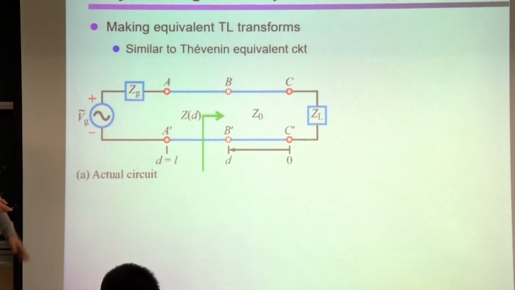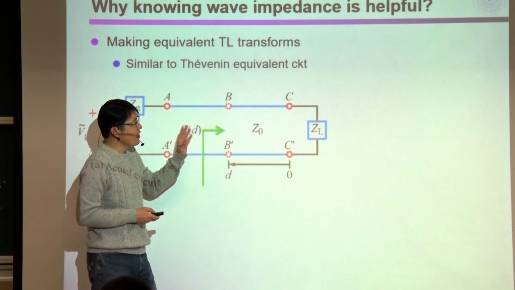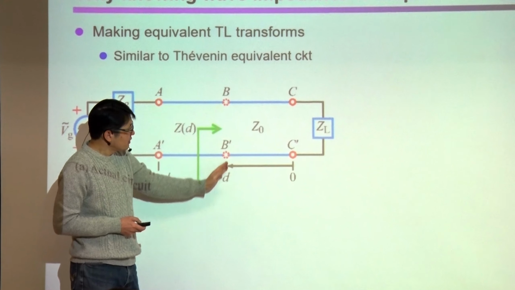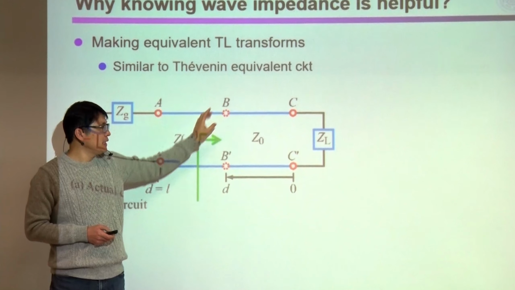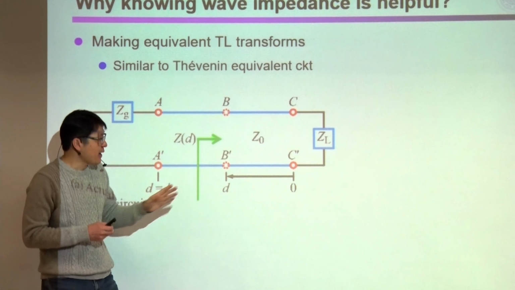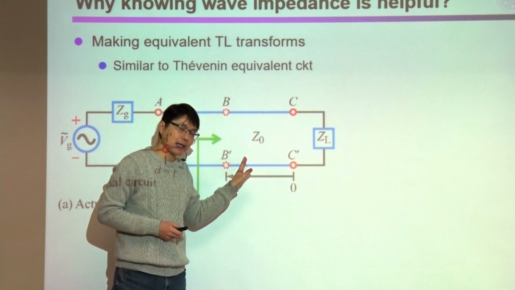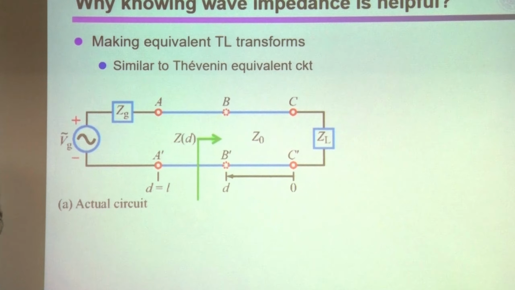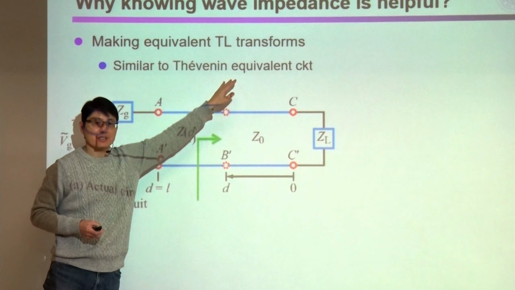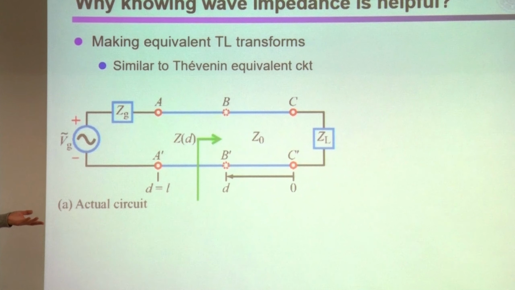Okay? So, as I said, with that knowledge, at any location, I can divide the total V by total I. I can view the load plus a certain segment of the transmission line as a new impedance. So that's like Thevenin's equivalent circuit. Exactly in the same form.